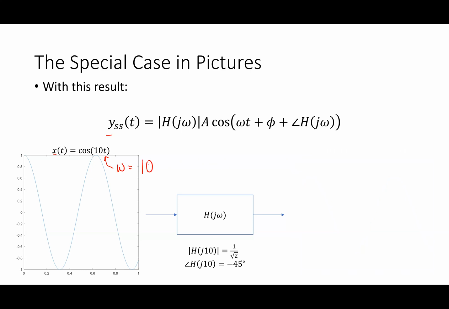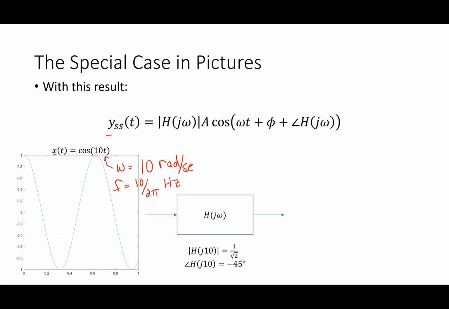It's 10. Its angular frequency is that. It's frequency, not angular frequency. So that will be 10 over 2 pi. Right, that's true. So the angular frequency of that guy is omega, right?